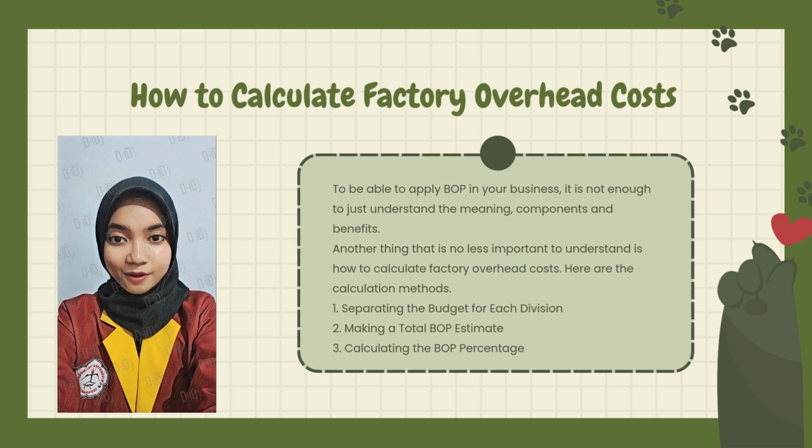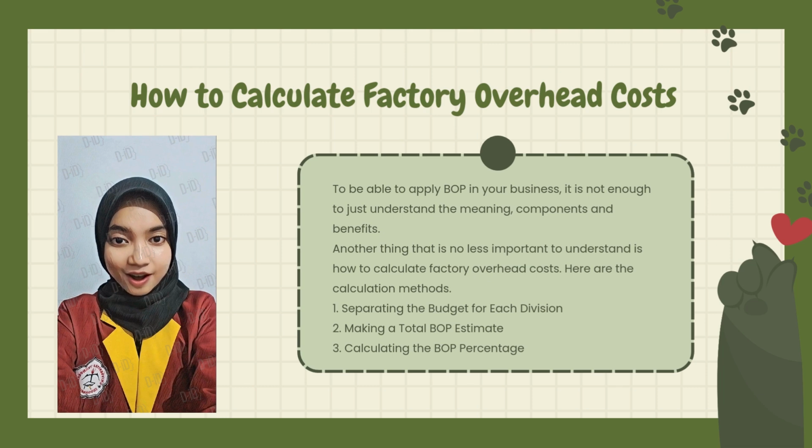1. Separating the budget for each division. The first way to calculate BOP is to separate the budget from each division or department in the company. In its application, you must collect information related to the estimated costs of each division, to then analyze the submission of their respective overhead costs.